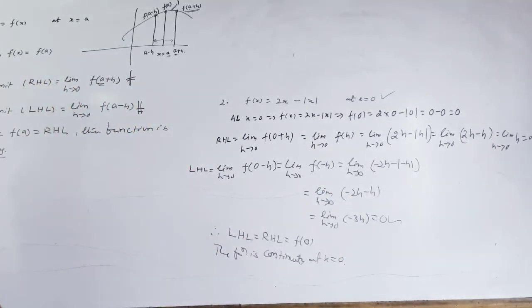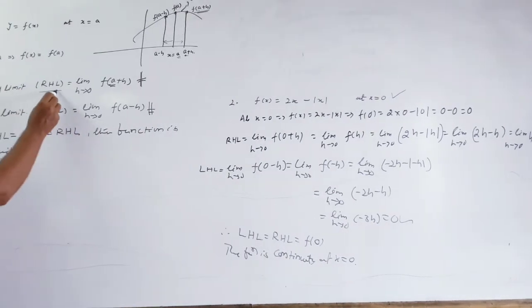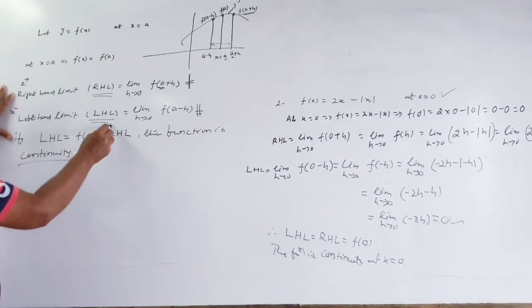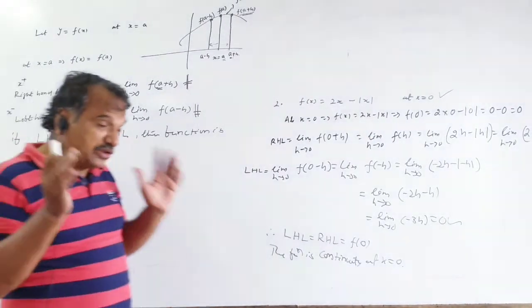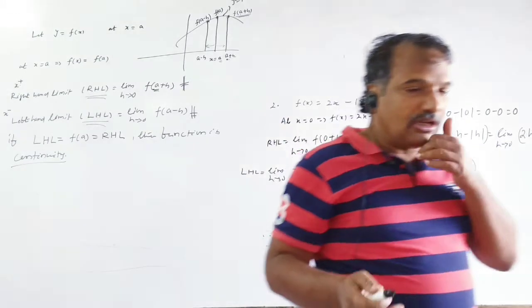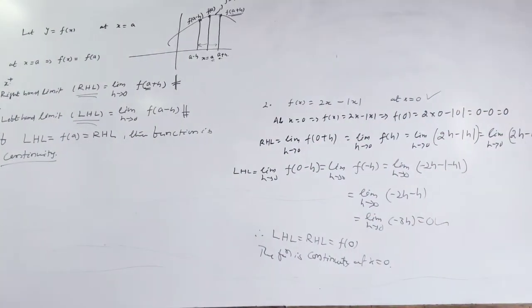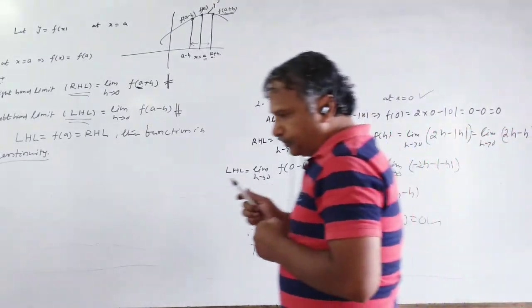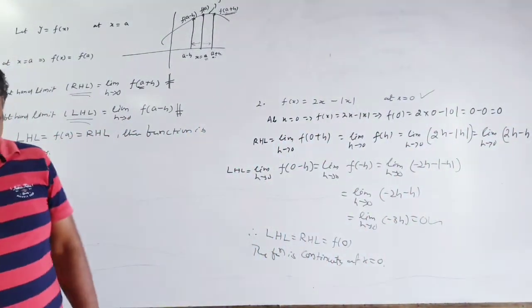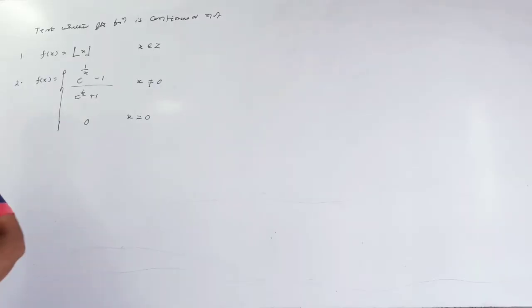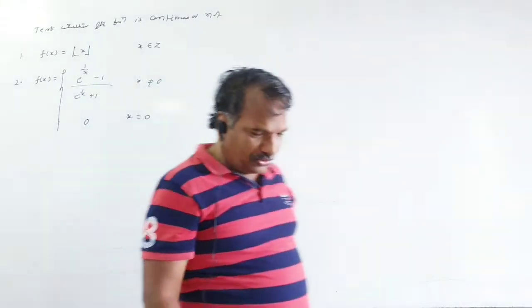Okay, do you understand the point? So these two are the main thing: find out the right hand limit and the left hand limit. If they are also equal to f of a, then the function is continuous. Okay. Now another two examples. Test whether the function is continuity or discontinuity.